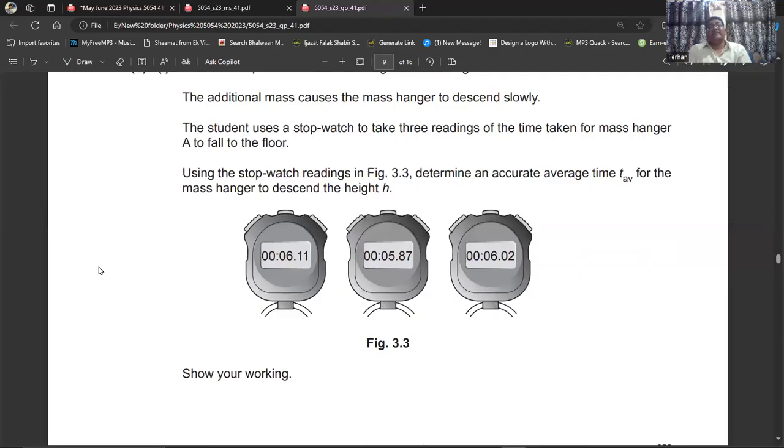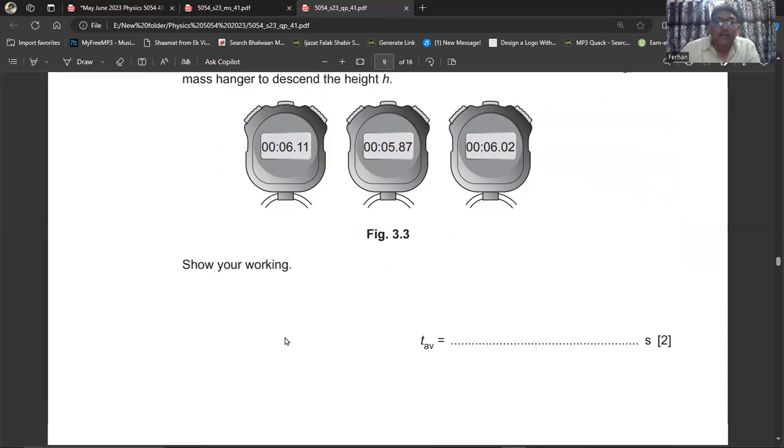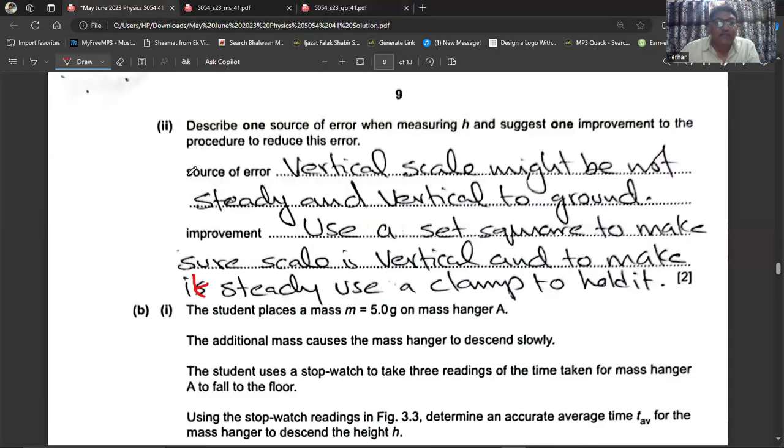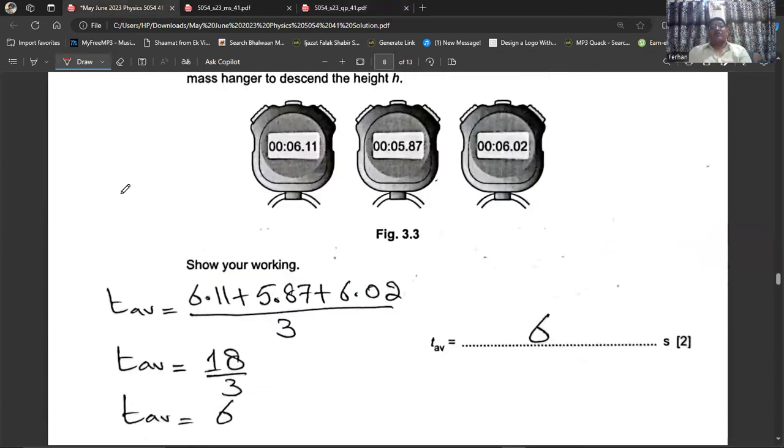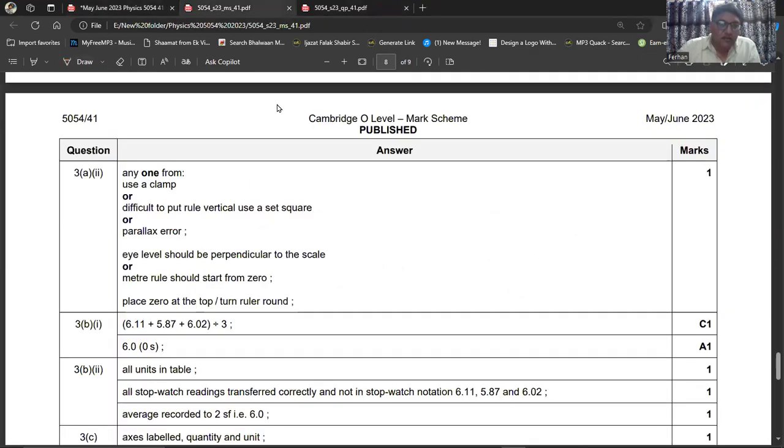Using the stopwatch readings in figure 3.3, determine an accurate average time for the mass hanger to descend the height h. Here the 3 times are given, you will add them up and divide by 3, so you will get the average time. So 6.11 plus 5.87 plus 6.02, divided by 3. The average time value will be 6 seconds. 6 seconds is the right answer.